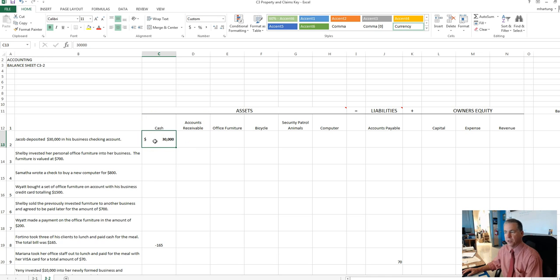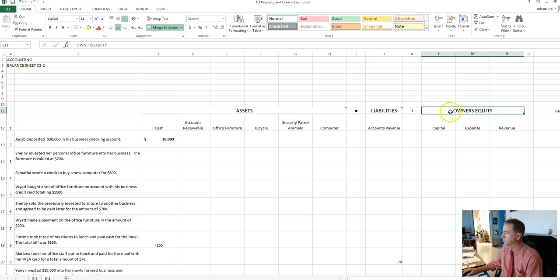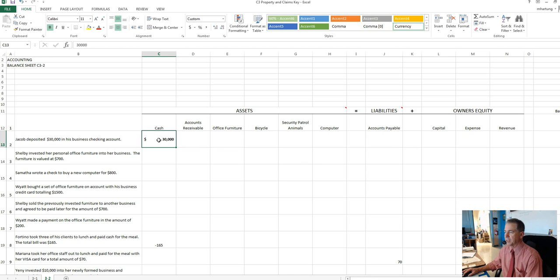Now we have to make another entry in another account because remember we have an equal sign right there. And so this must remain in balance. Liabilities plus owner's equity. That must occur. Make that plus sign bold. There we go. And so we're going to put that in the capital account because the owner invested it. The owner has the claim to that money.